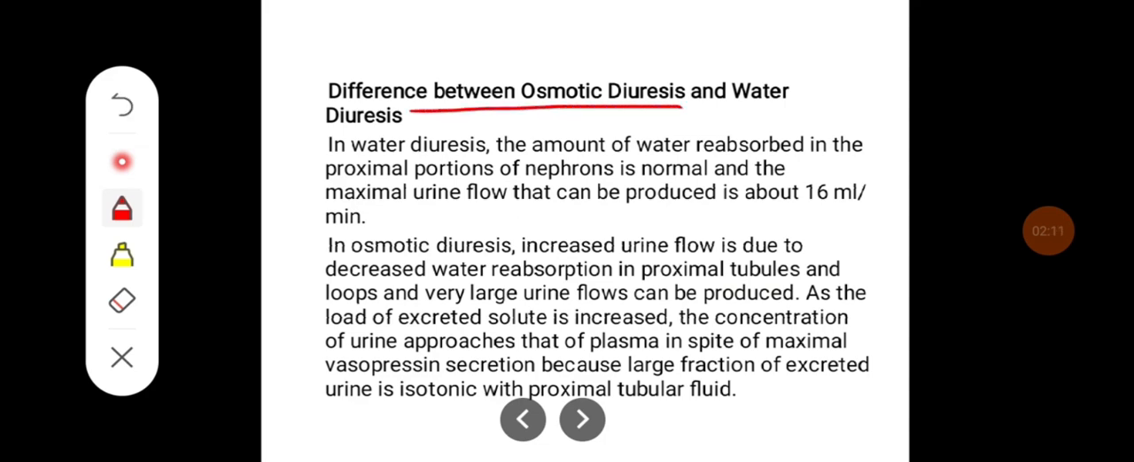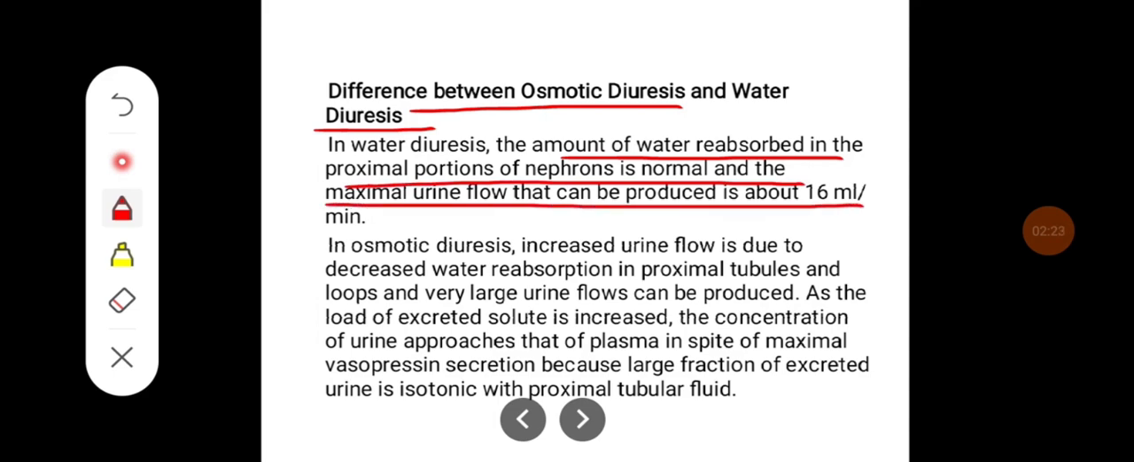Differences between osmotic diuresis and water diuresis. In water diuresis, the amount of water reabsorbed in the proximal portion of the nephron is normal, and the maximal urine flow that can be produced is about 16 ml per minute. In osmotic diuresis, increased urine flow is due to decreased water reabsorption in proximal tubules and loops, and very large urine flow can be produced.